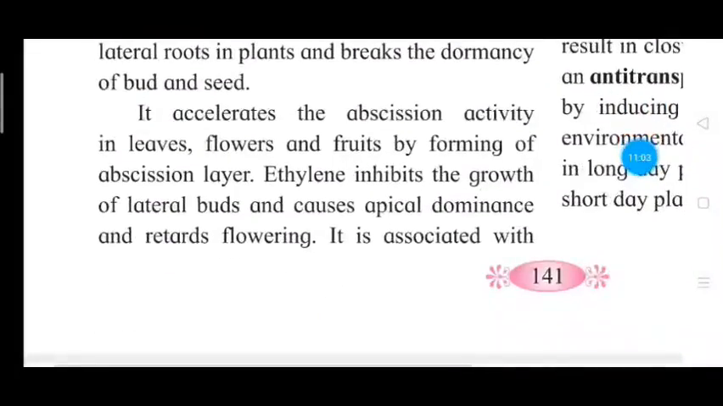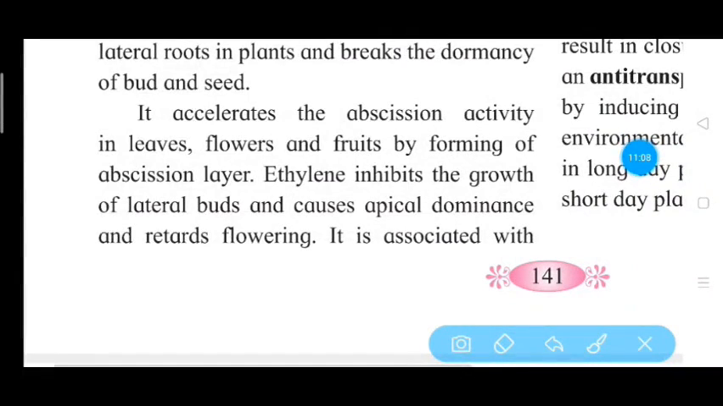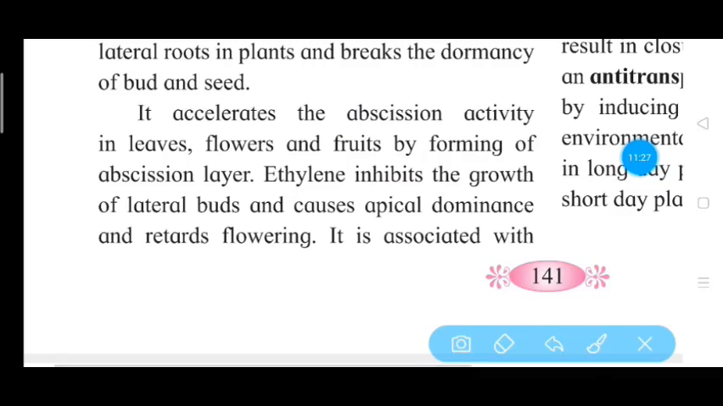Then it accelerates the abscission activity in leaves. Abscission means leaves falling down from the tree. This is called abscission. Abscission of leaves, flower and fruit by forming an abscission layer. How is this abscission layer formed?